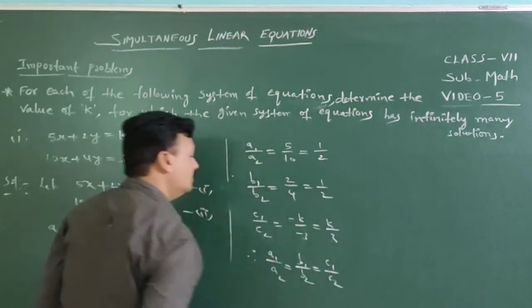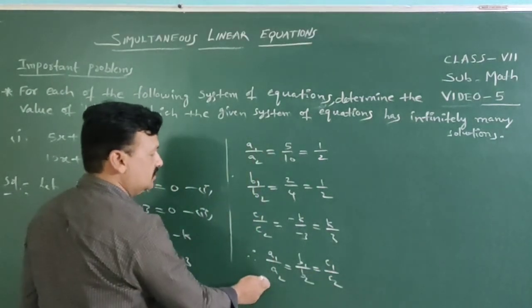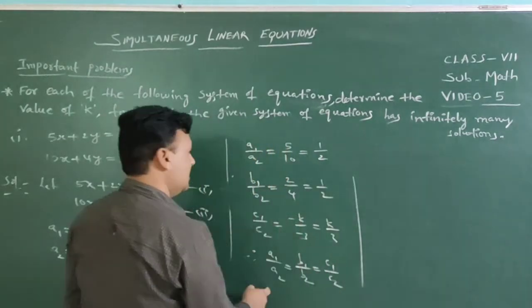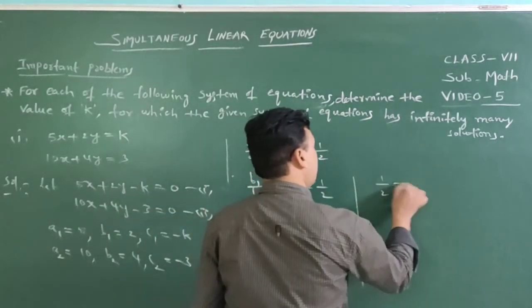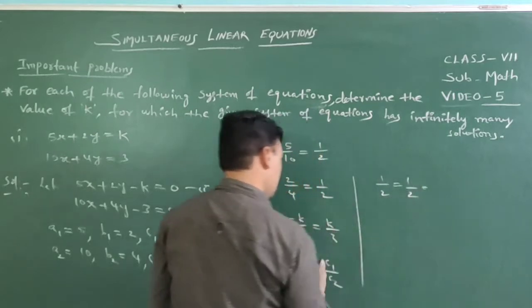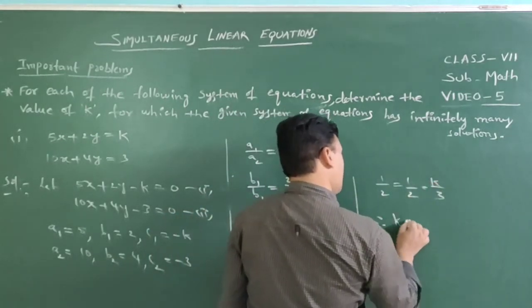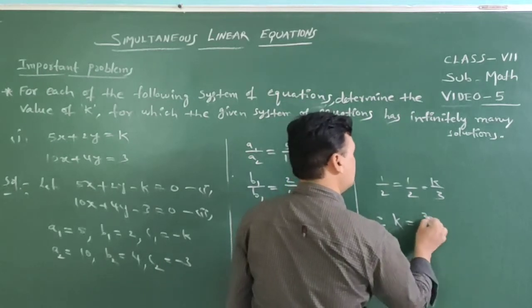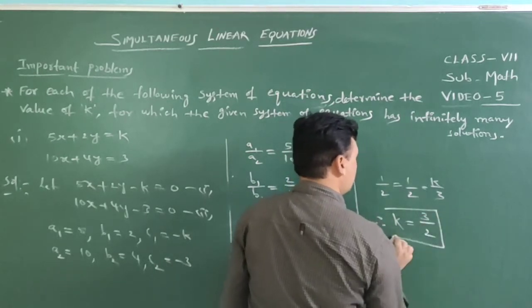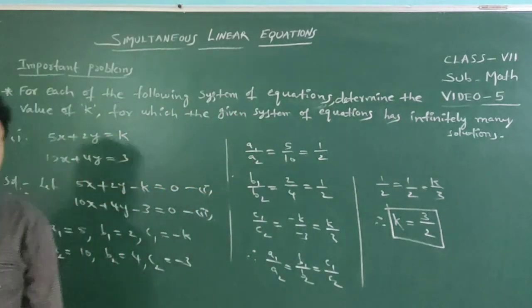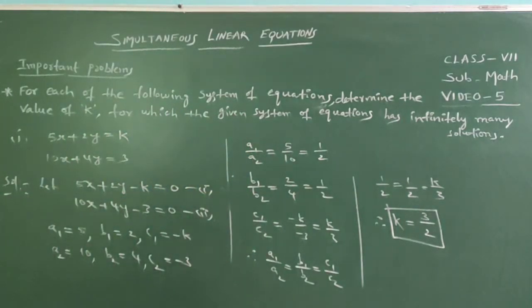c1 by c2, then the system has infinitely many solutions. Here a1 by a2 equals 1 by 2, again 1 by 2, here k by 3, therefore k equals 3 by 2. For the value of 3 by 2, the given system has infinitely many solutions.